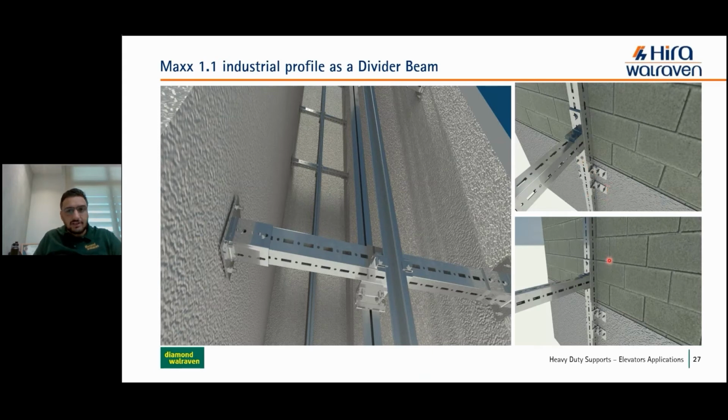We can fix this vertical profile on each concrete slab, and we can connect different levels of the divider beam using the nutty grease connector and the Max accessories. So you can put a vertical element. As mentioned earlier, the standard length of this profile is 6 meters. You can use the linear connector to connect different channels, connect them to the wall, and then put the divider beam at each required level, between 1.5 meters and 2 meters maximum, using the nutty grease connector.